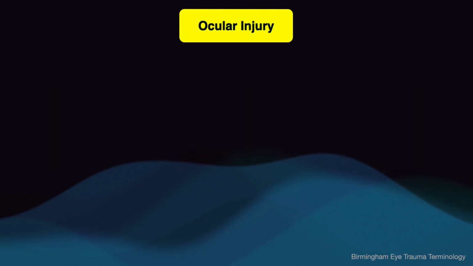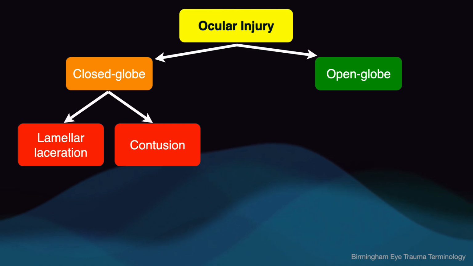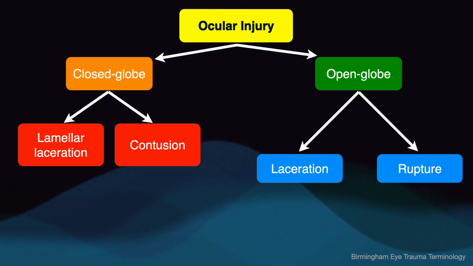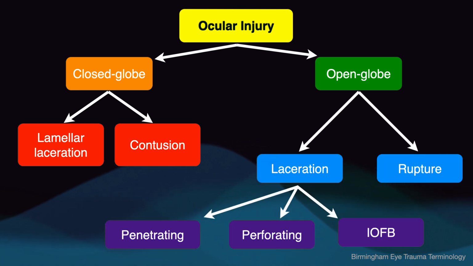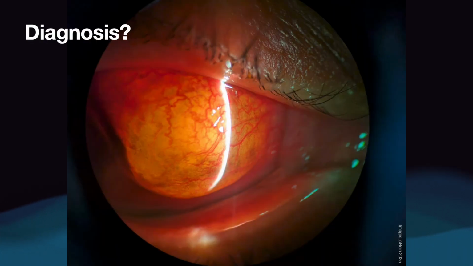Ocular injuries can be broken down pretty easily here. Closed globe, open globe. Closed globe can be a lamellar laceration, a partial thickness injury, or just a contusion. Open globe can be a lacerating injury or a rupture. Think about a grape: smashing a grape under a foot, that's a rupture, versus cutting it with something, that's a laceration. Penetrating means you basically just have one eye wall affected, and perforating means you have an entrance and an exit wound. IOFB means intraocular foreign body.